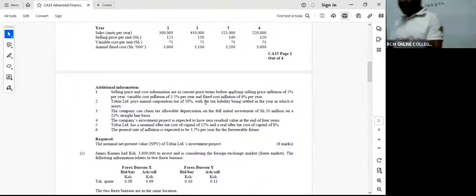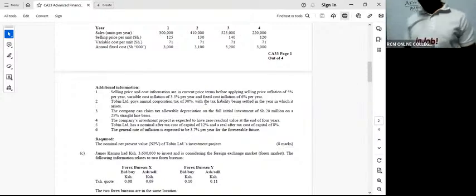Number 4, the company's investment project is expected to have 0 residual value at the end of 4 years. So no scrap value. Number 5, Tobin Limited has a nominal after-tax cost of capital of 12% and a real after-tax cost of capital of 8%. Number 6, the general rate of inflation is expected to be 3.7% per year for the foreseeable future. Required, the nominal net present value of Tobin Limited investment project, 8 marks for free.